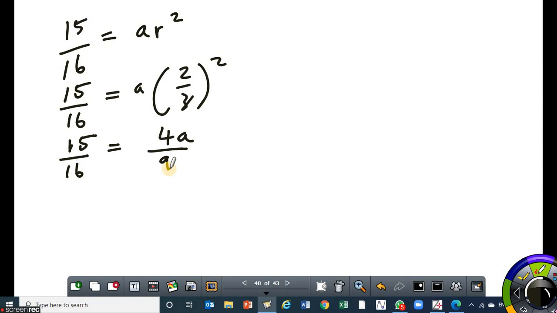Okay? Then I want you to be aware of the way that I wrote it here, because 2 over 3 squared gives me 4 over 9. I multiplied the a by the numerator, which is 4a, to make things easier when I'm simplifying. So that means I can cross multiply there. If I cross multiply, 15 times 9 should give me 135, I think. Right? Yeah, should give me 135. Okay, then 16 times 4a.